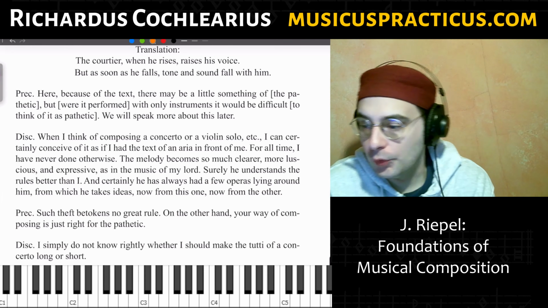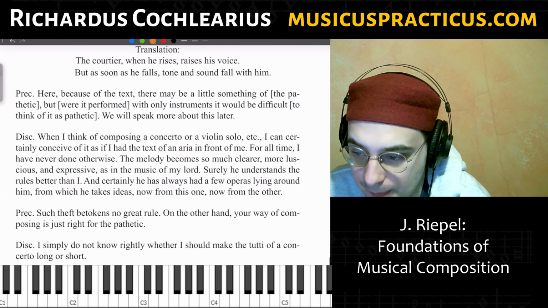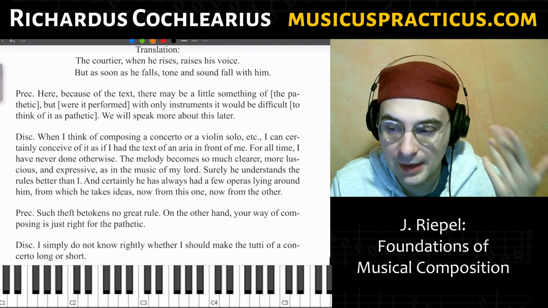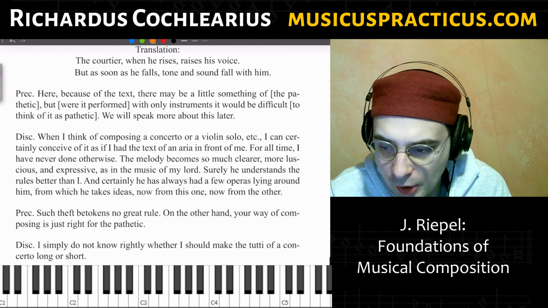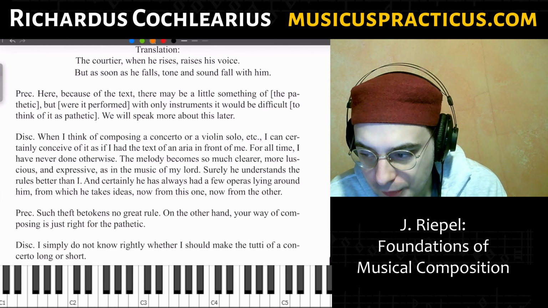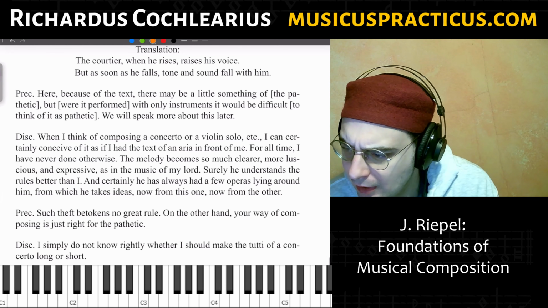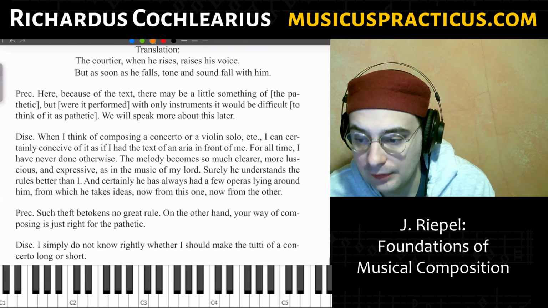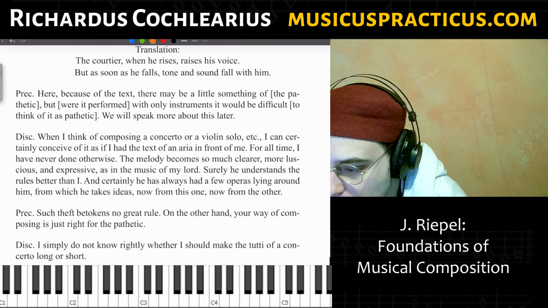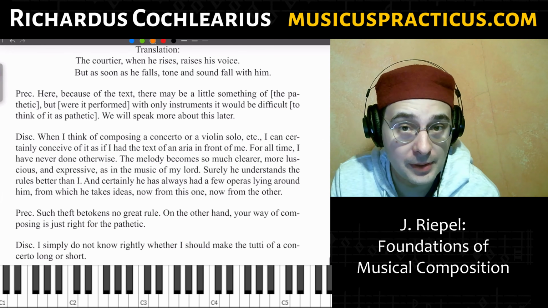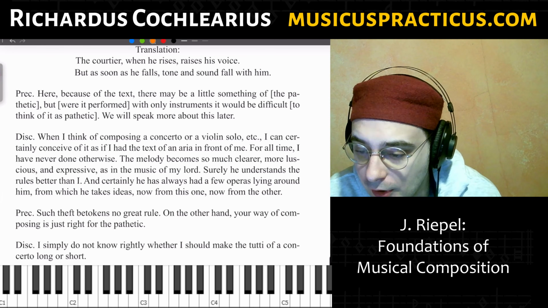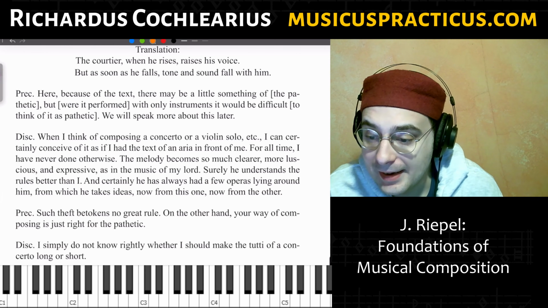with only instrument, it would be difficult to think of it as pathetic. We will speak more about this later. When I think of composing a concerto or a violin solo, I can certainly conceive if it has a text of an aria in front of me. That's very important for the phrasing. So for all the time, I have never done otherwise.